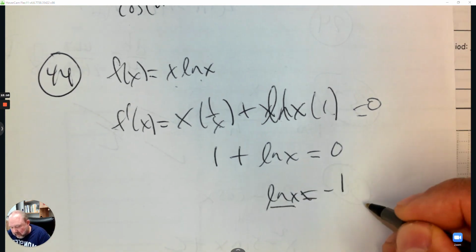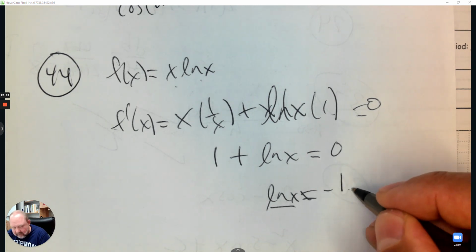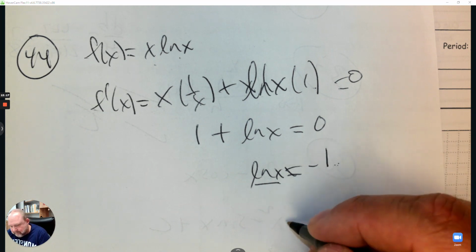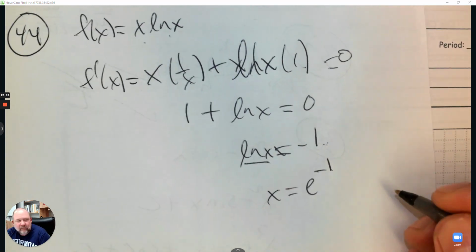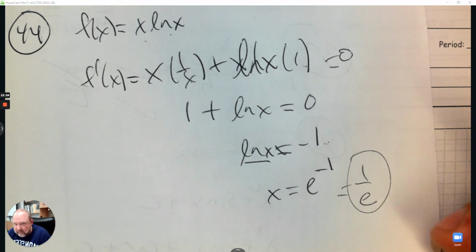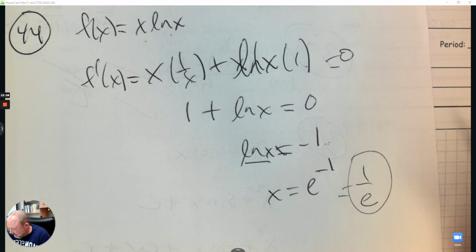It's impossible for a logarithm. Well, ln x equaling negative 1, so write this as a, it's possible. Write this exponentially. That's the same as 1 over e. So that's the only critical number, at 1 over e.